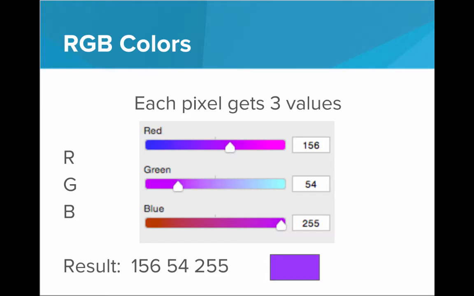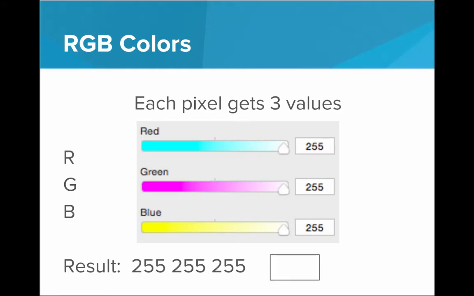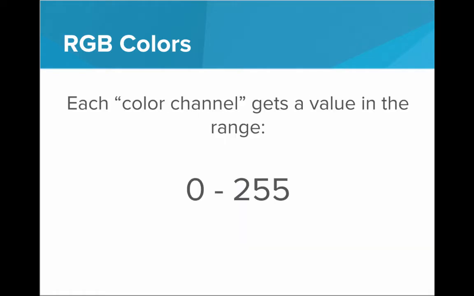If we have some mix in between, say we had 156 red, 54 green, and 255 blue, that gives us purple. And if we have them all the way up, if we have 255 for every single channel, that's how we get white. We max out each color to its max intensity, and we get a white pixel. So each color channel gets its own value in the range from 0 to 255. This is the minimum and maximum value for any pixel channel, RGB.